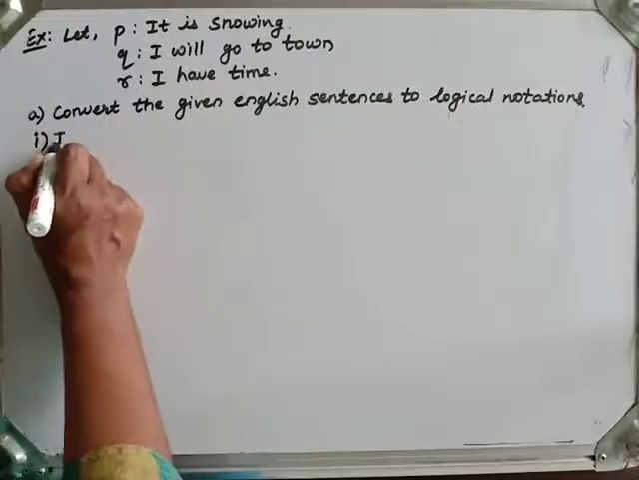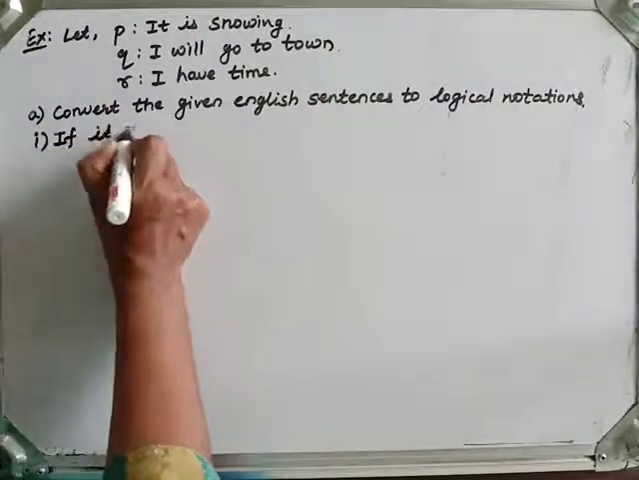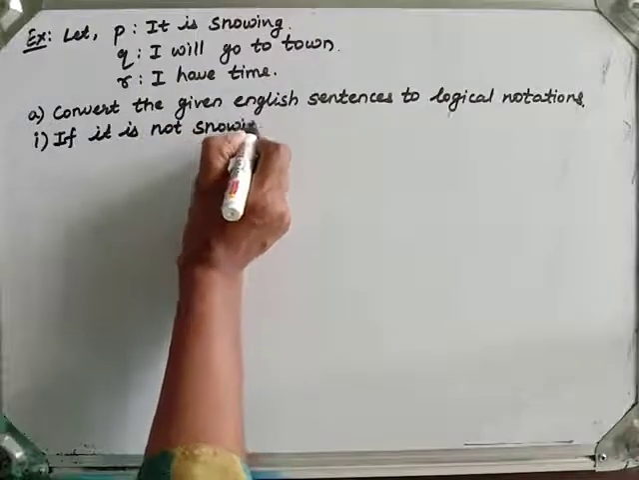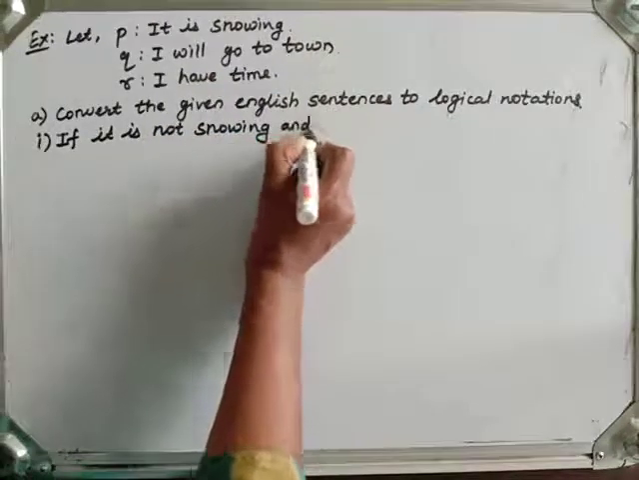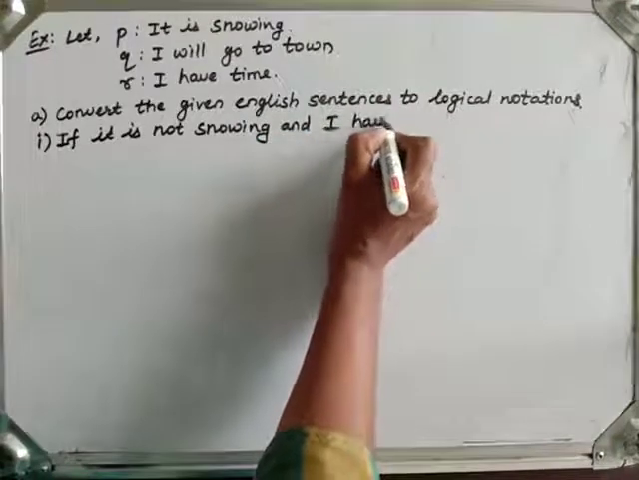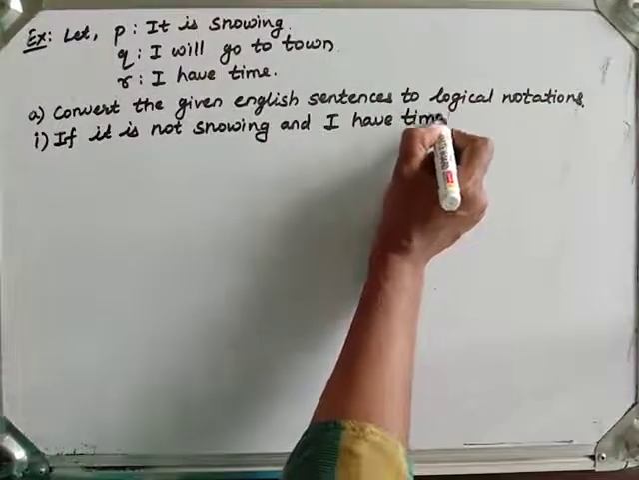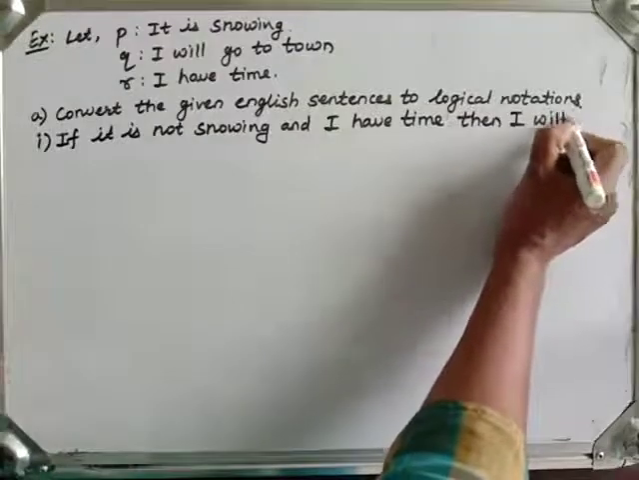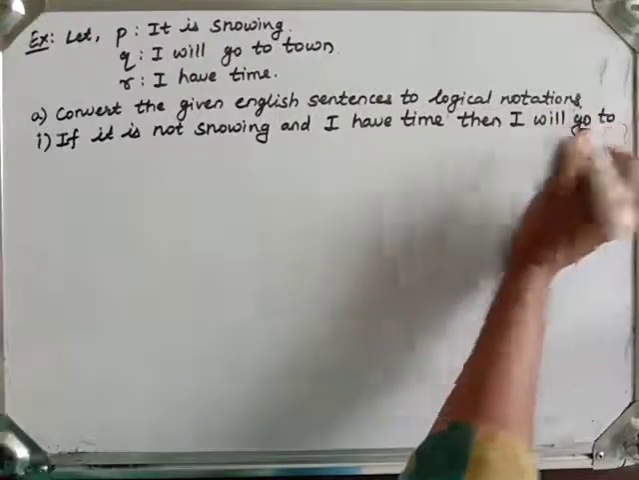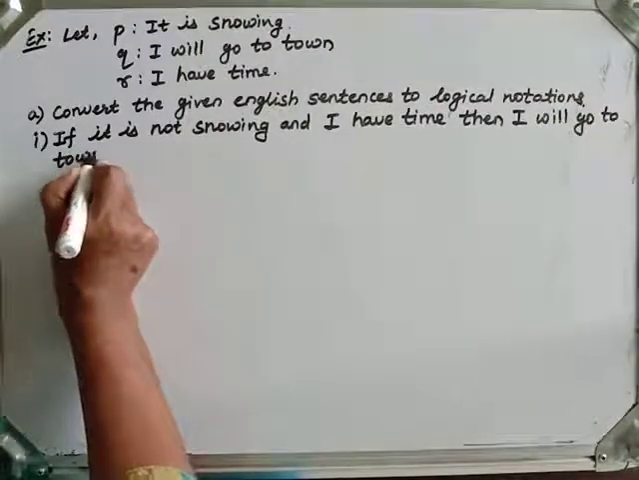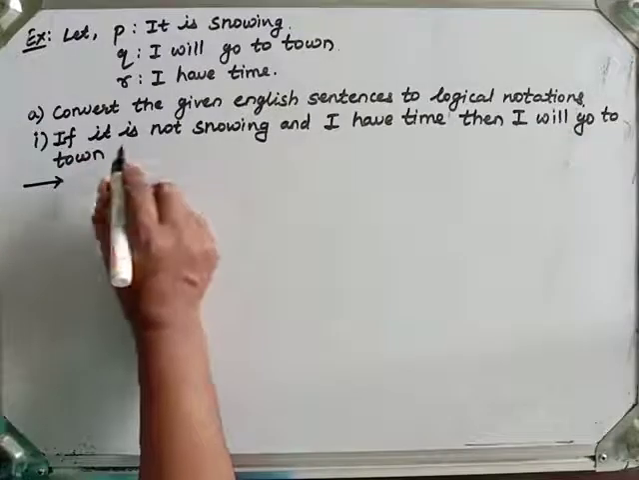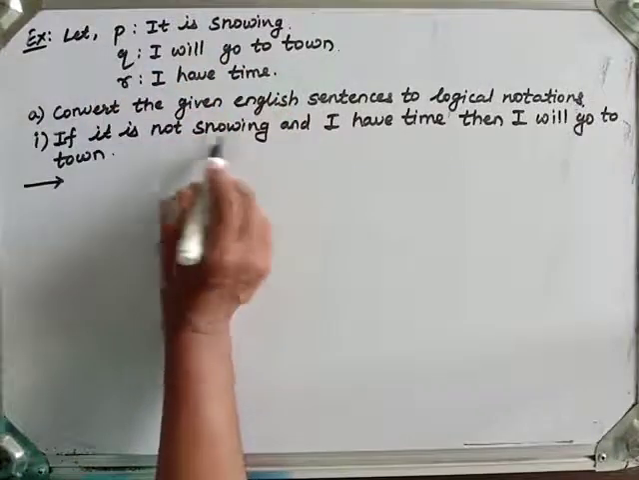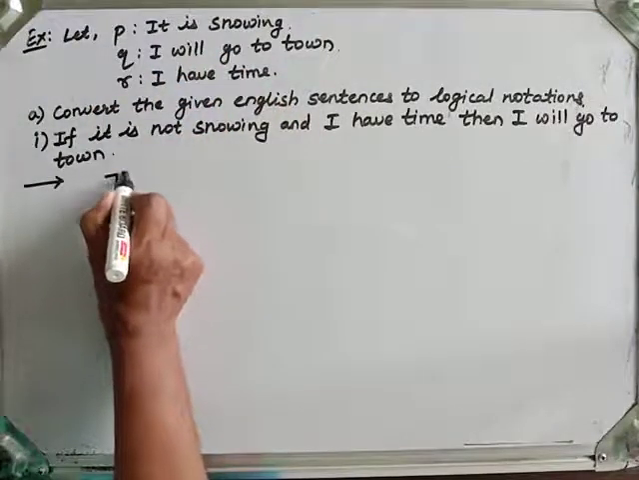Now the first sentence is: if it is not snowing and I have time, then I will go to town. Now what is the answer for this? If it is not snowing: "it is snowing" is P, so not snowing means negation P.